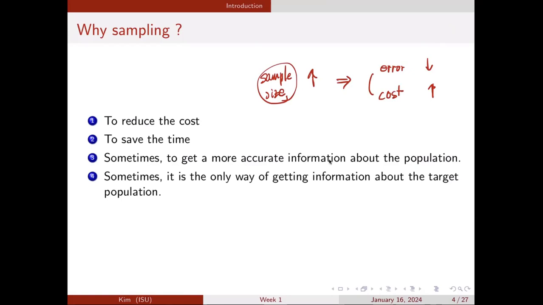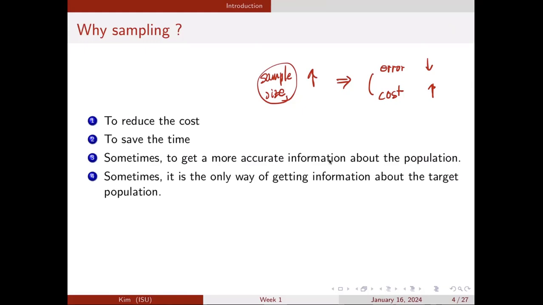Also, we want to save time. For example, if I ask questions of the whole population in the United States, it would take a lot of time, right? But if I just use 1,000 phone calls, it will be much faster, right? Not just cost effective, sometimes sampling gets more accurate information about the population.